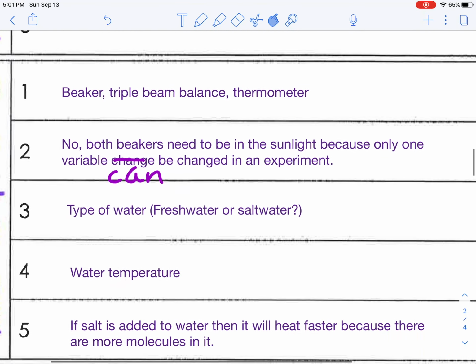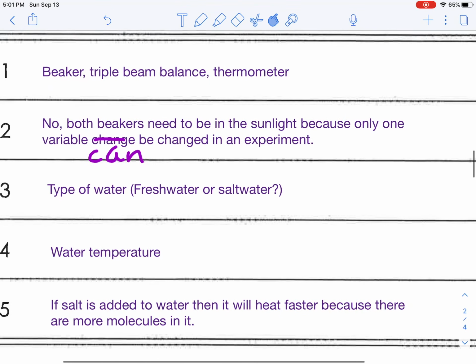So my hypothesis is: if salt is added to water, then it will heat faster because there are more molecules in it. If there are more molecules to move around, it will heat up faster. That's my hypothesis.